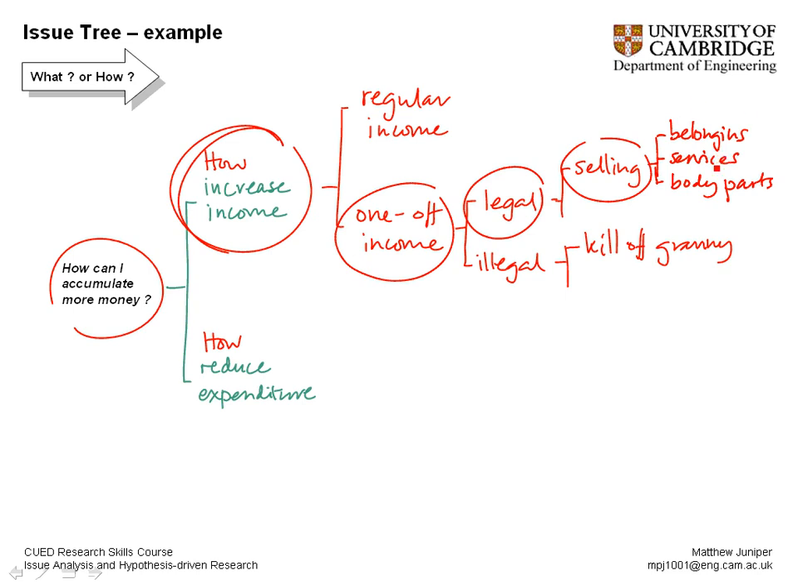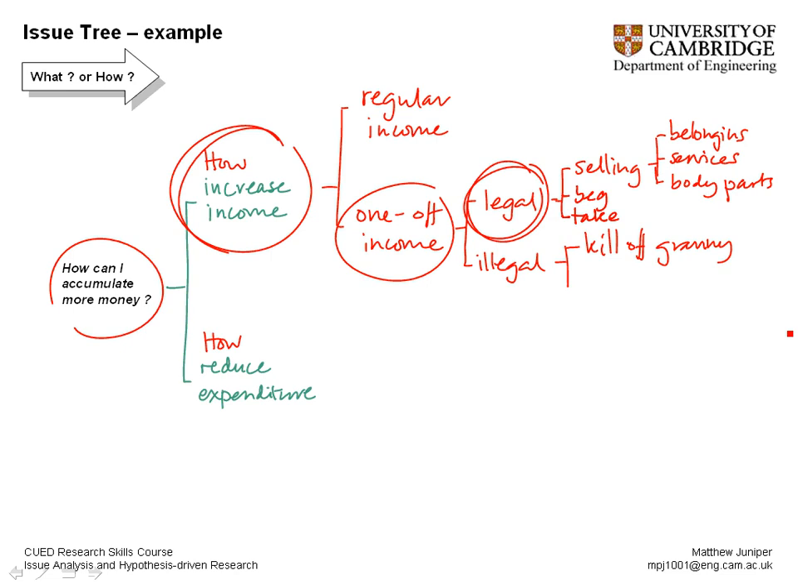Now this process of dividing the larger question into lots of smaller questions throws up lots of things that you hadn't originally thought of. For example, let's go back to this area here. How can I increase my one-off income, legally? There's more than just selling. Selling implies that I'm giving someone a service or something in return for money. I can also beg. Now we can break that down as well into begging on the streets, or asking for money from various trust funds.